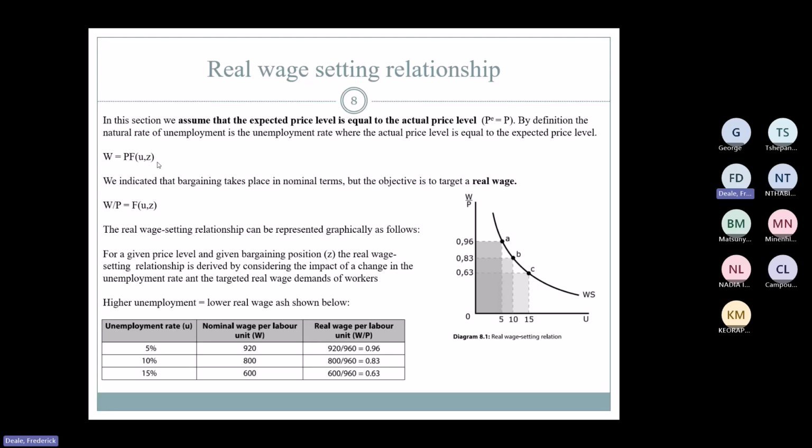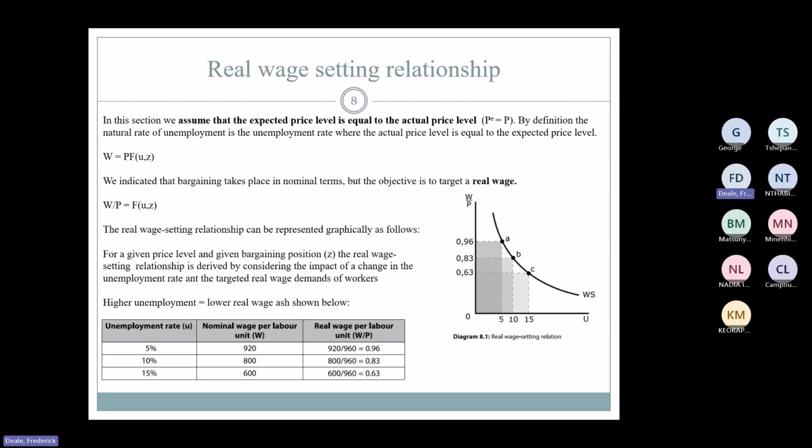Okay, so now we want to get to the real wage. As I said before, the real wage is equal to the wage divided by prices. So we just divide by P on both sides. So you end up having wage over price is equal to the function, right? So that's really the real wage setting relationship.